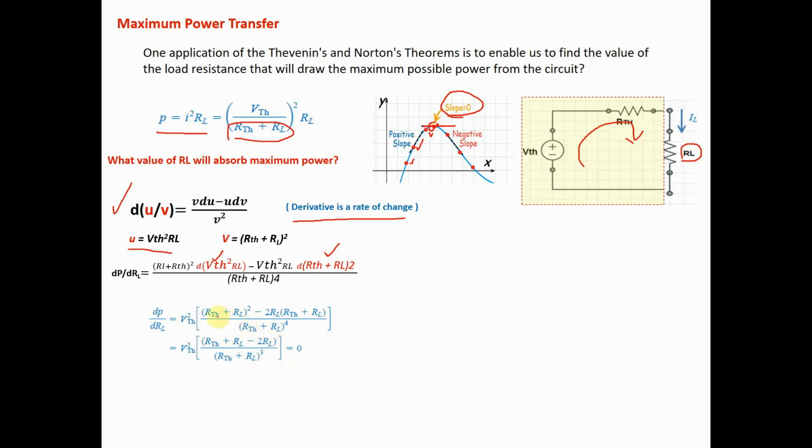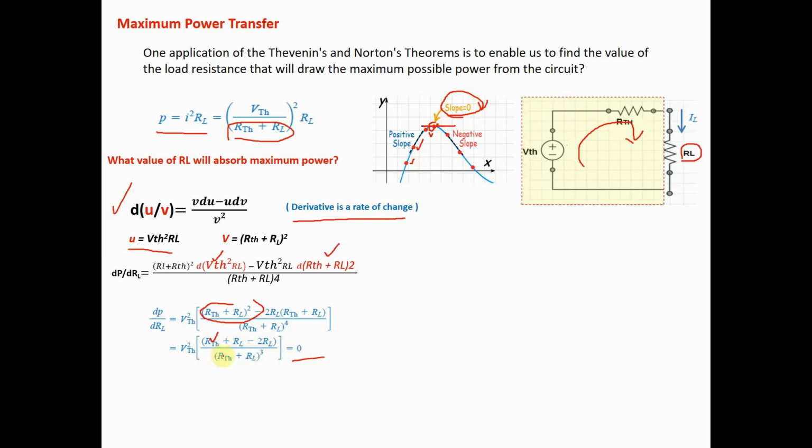Simplifying the equation, we will have here 2RL. How does it become 2RL? You just expand this RTH plus RL and try to simplify the equation. You can have RTH plus RL minus 2RL, it will become RTH minus RL. And then you equate it to 0. Why do we equate it to 0? Because the slope is 0.